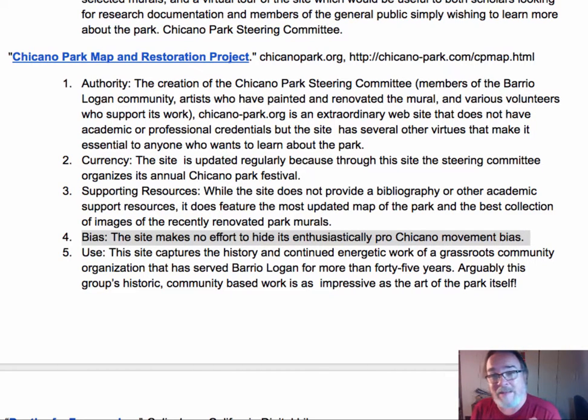The Chicano Park Map and Restoration Project source, this is a completely biased source. It's a website created by Chicanos from Barrio Logan who love their community and love their park and feel strongly about their Chicano identity. And so there's no hiding the bias. That doesn't mean the source isn't incredibly useful. It just means that we need to know where it's coming from. And that's our job on the works cited.